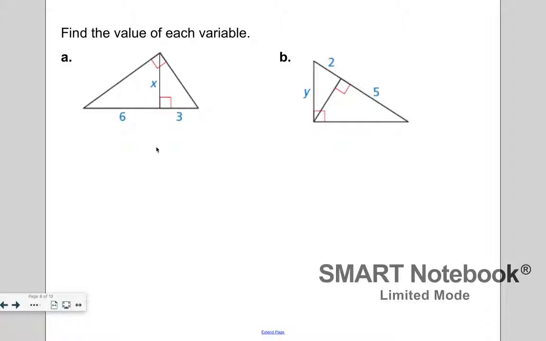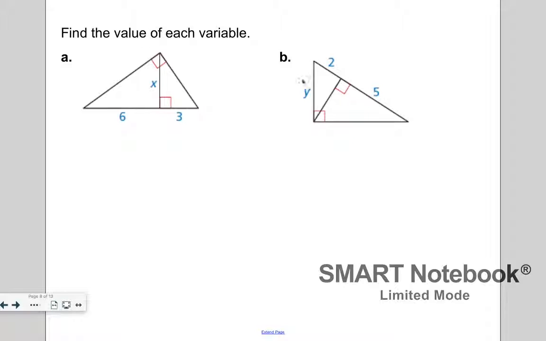So over here, I have x. That's the geometric mean, or the altitude. So the altitude was the geometric mean between the segments of the hypotenuse, between 3 and 6. So the x will be written twice on the diagonals, between 3 and 6 written on the other diagonals, and you'll solve.